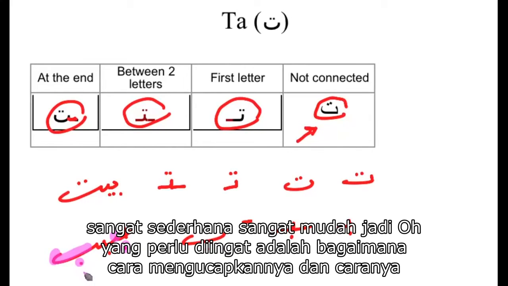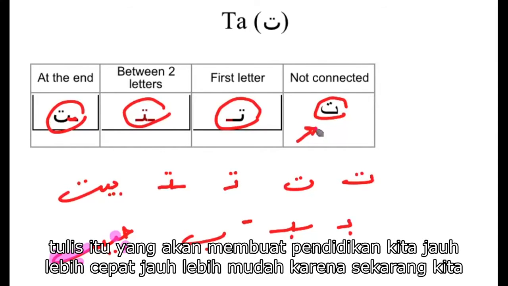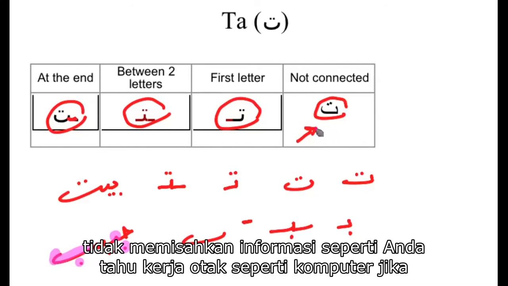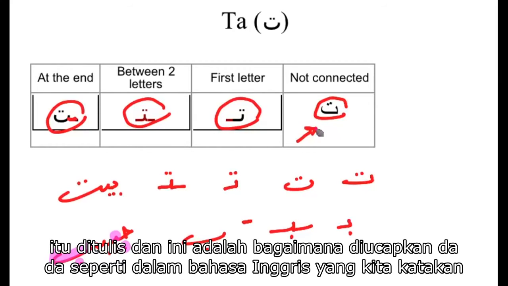Very simple, very easy. All we need to remember is how to pronounce it and how to write it. The reason I'm giving you how to pronounce the letter and how to write it is that it will make our education a lot faster and easier, because now we are not separating the information. Like a computer, if you store the information in one cell, both come together. So this is how it's written and this is how it's pronounced.